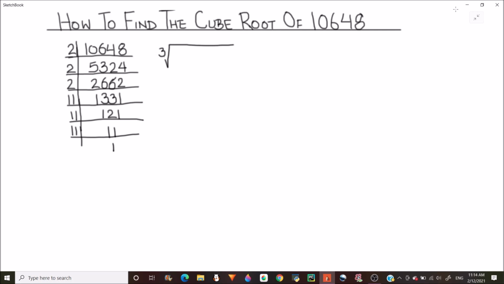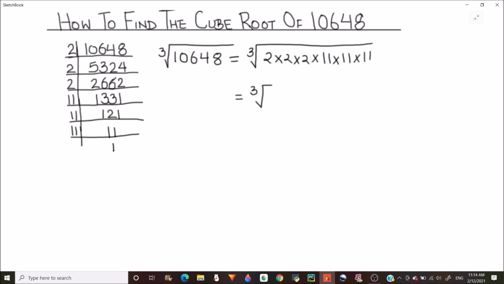As we are finding cube root, so we are going to use cube root sign here. 10,648 equal to, we have the factors as 2 times 2 times 2 times 11 times 11 times 11. Now we need to get rid of the cube root sign. So we are going to write these numbers as product of cubes. So this is 2 cube times 11 cube.